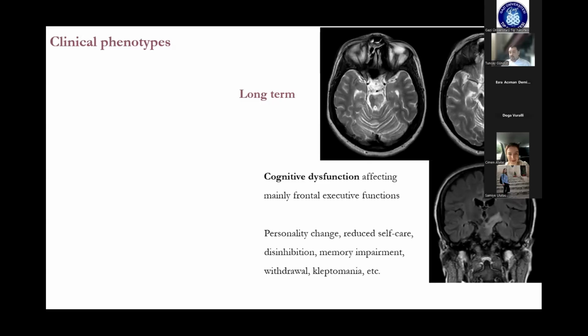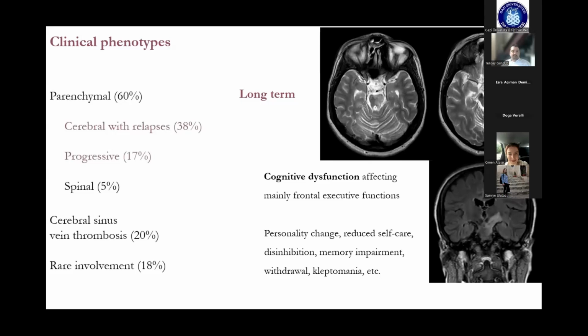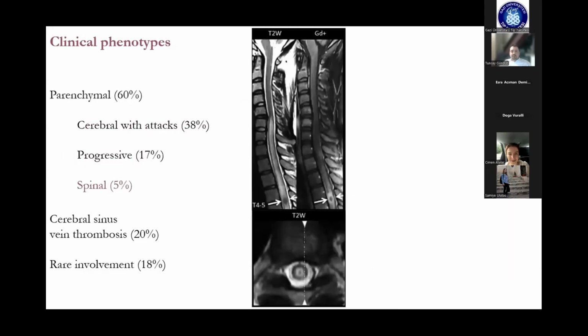So frontal executive dysfunction will cause in the future personality change, reduced self-care, disinhibition, memory impairments, withdrawal, or even kleptomania. So we see these symptoms frequently in these patients, as I said. So this is a rare presentation, spinal involvement in neuro-Behçet's disease. It may be heavy, it may cause significant sequelae, and with very little response to the acute treatment.